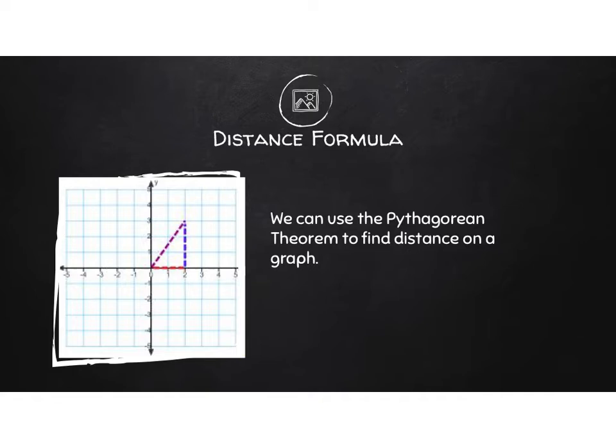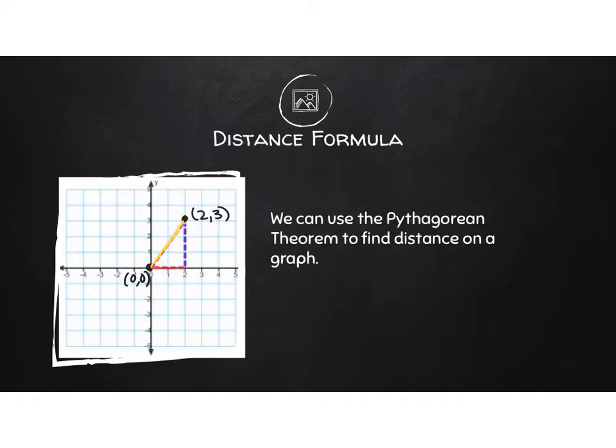We can use the Pythagorean theorem to find the distance on a graph. So let's say we have 2 points, a point here and a point here. This first point is at 0, 0, and our next point is at 2, 3. And we want to find the distance between those points.